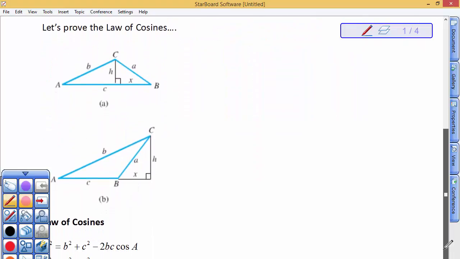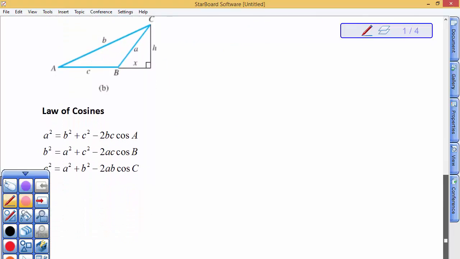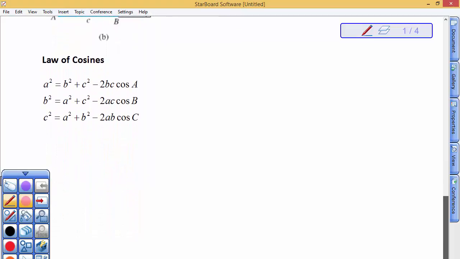I don't know what I meant when I said let's prove this. This is a calculus problem to prove, so we're not going to do that. So let's just take a look at what the law of cosines looks like. It kind of looks like the Pythagorean theorem almost. Look at this, c squared equals a squared plus b squared, but there's minus 2ab times the cosine of angle c.